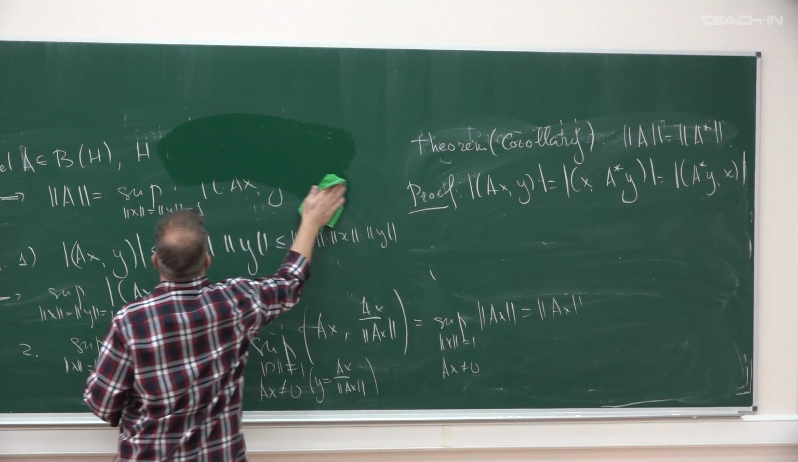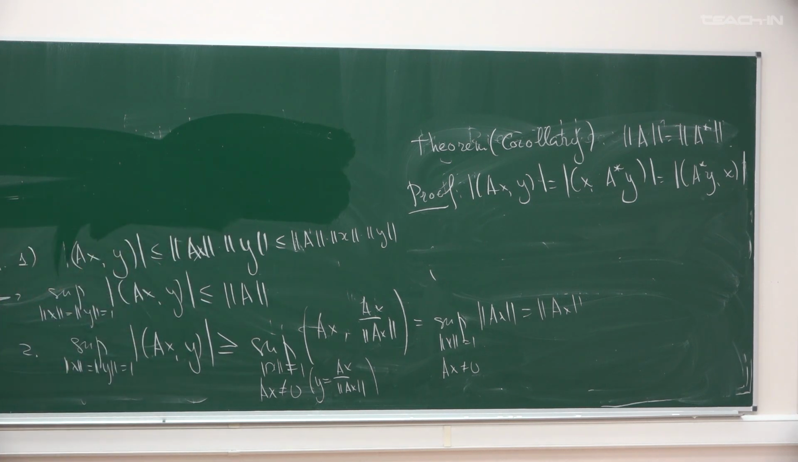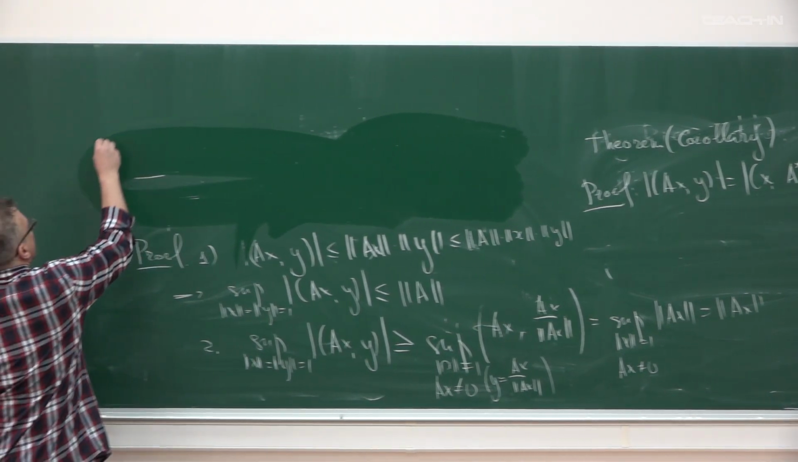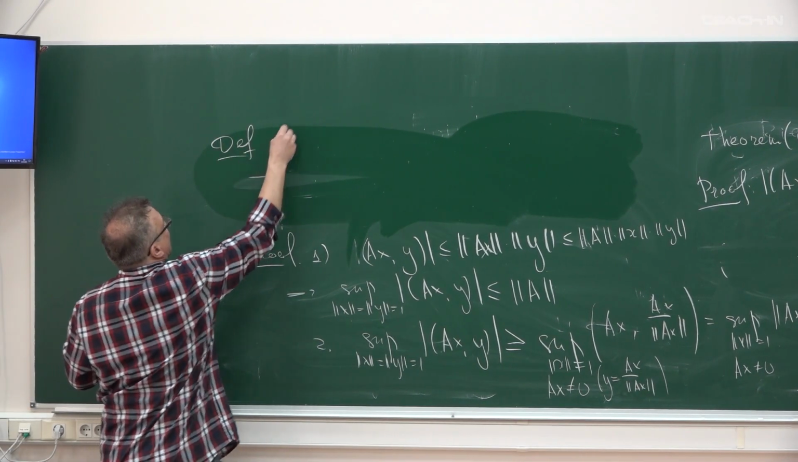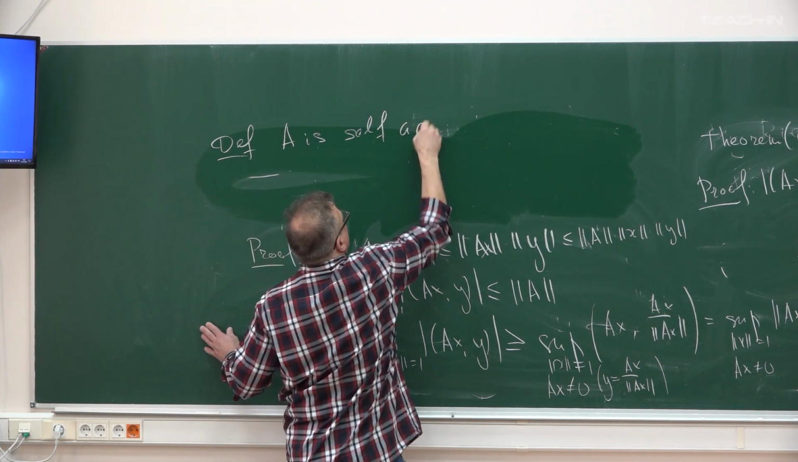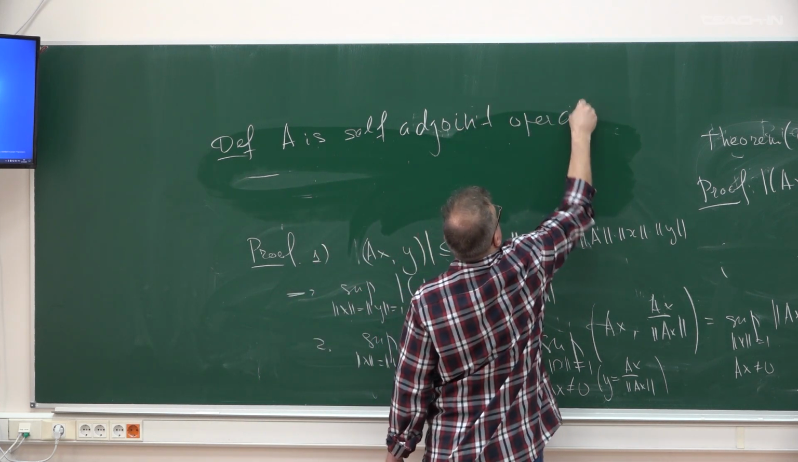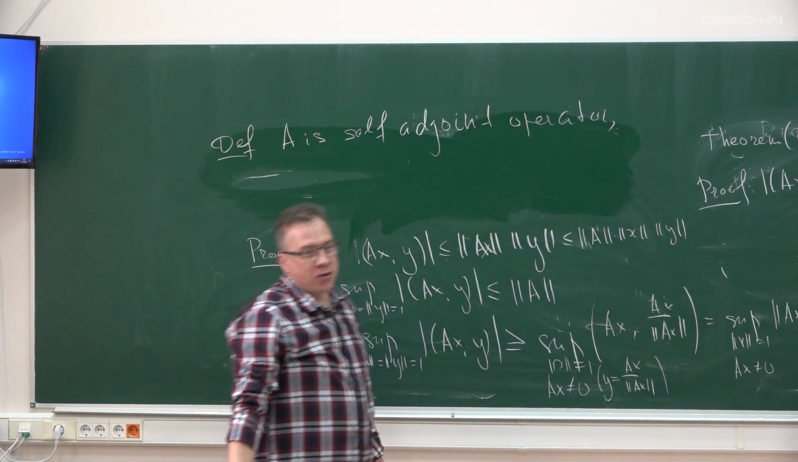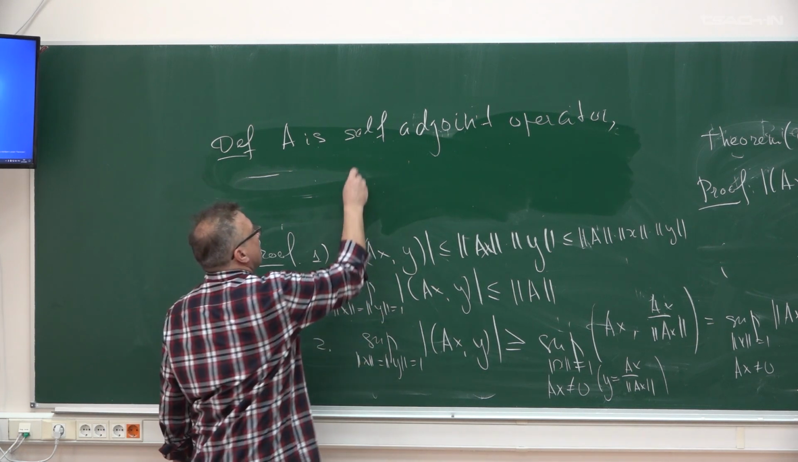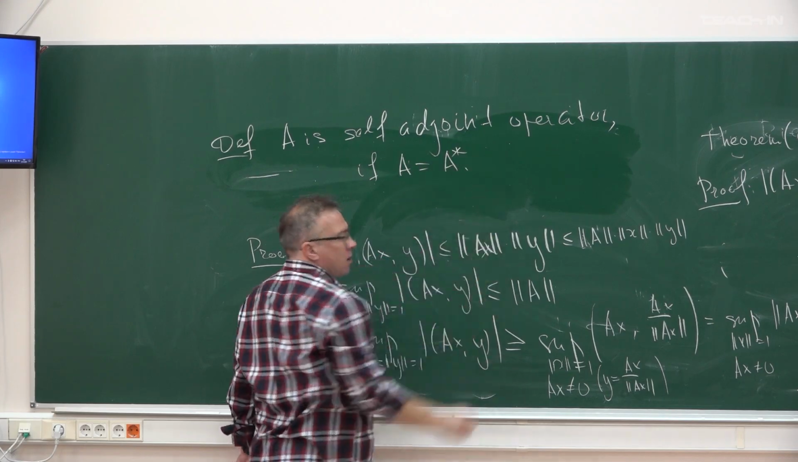And a very important notion: self-adjoint operator. What does self-adjoint operator mean? A is self-adjoint if A star equals A, yes. If A equals A star.